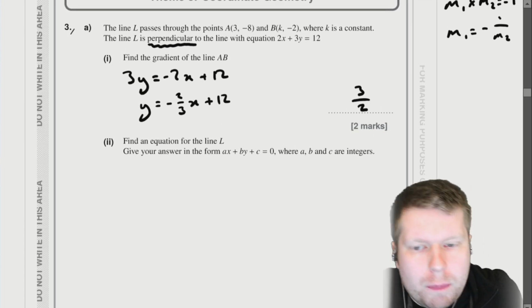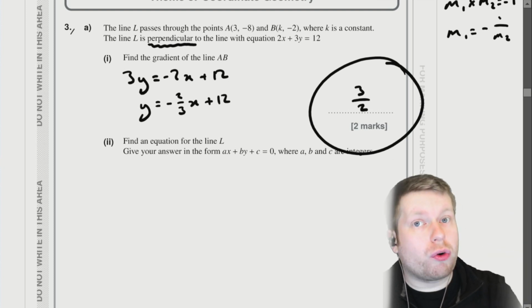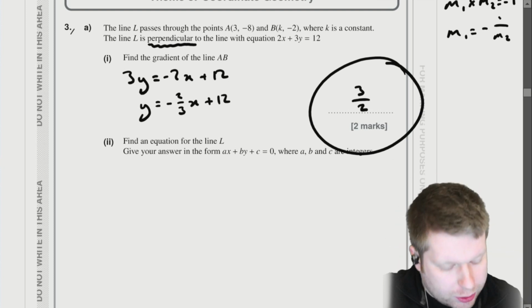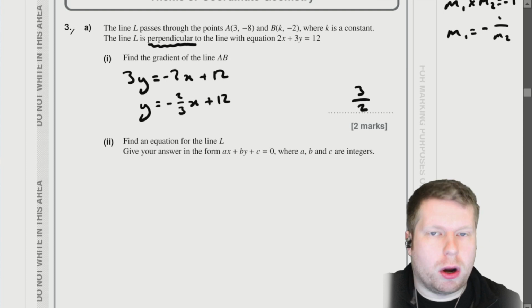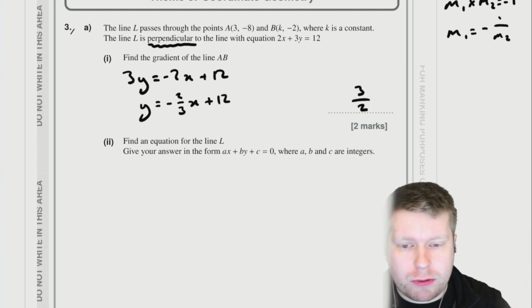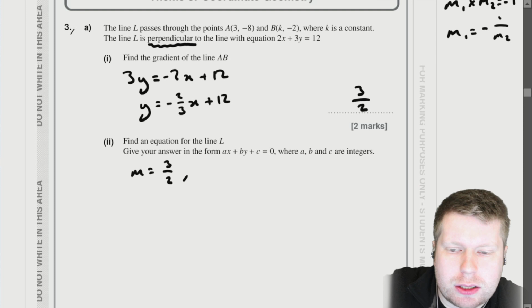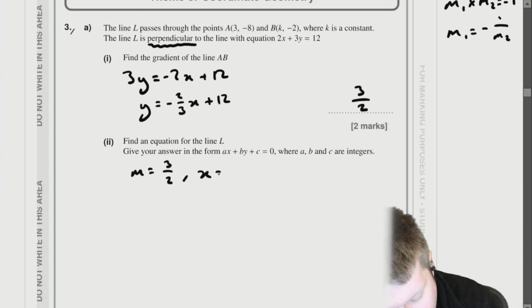Now, spoiler alert: if you didn't get the correct answer here, as long as you used your gradient consistently for the rest of the question, you would still achieve full marks. So, find an equation for line L. We need 2 pieces of information. We need the gradient, and the gradient we've just found is 3/2. We need a point which lies on the line, so we need an x value and a y value.